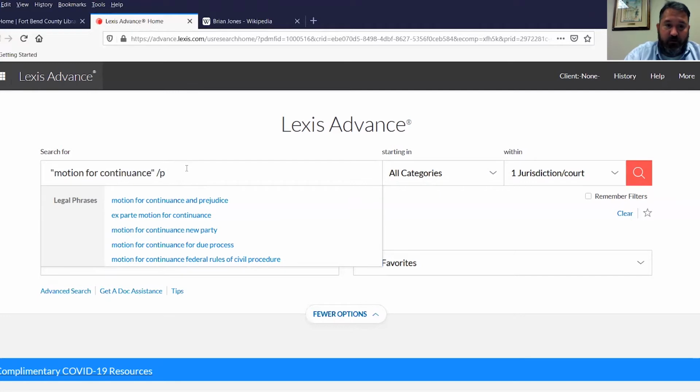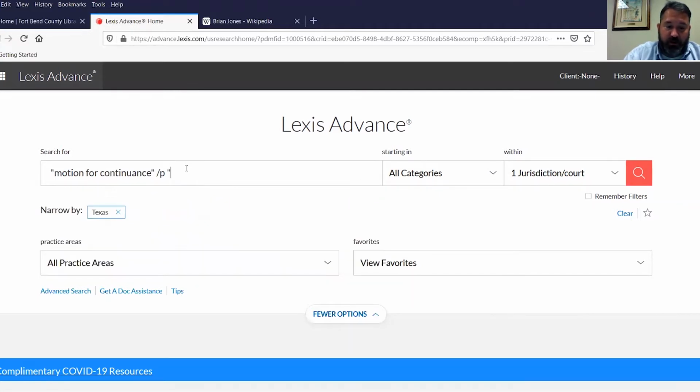So I want to find the term motion for continuance within the same paragraph as an exact term, Fort Bend County. You do that. Or I can change this to a sentence. I want to find it in the same sentence. So there's a lot of ways you can filter your own results or actually change your own search terms to get maybe more specifically defined things.